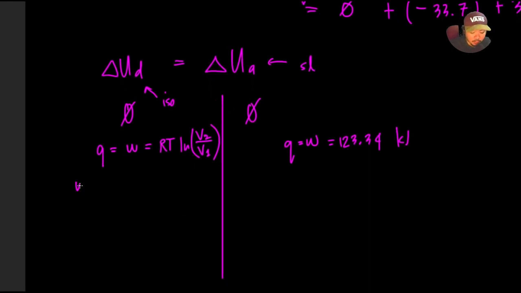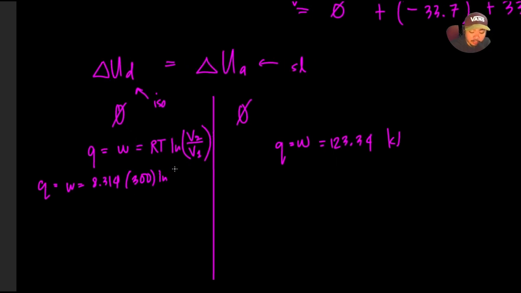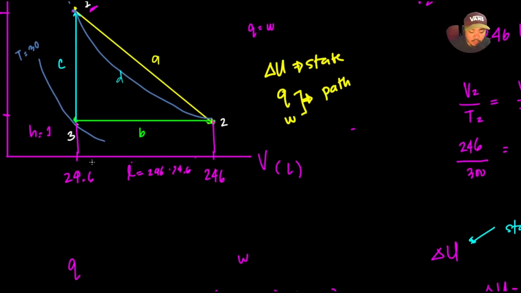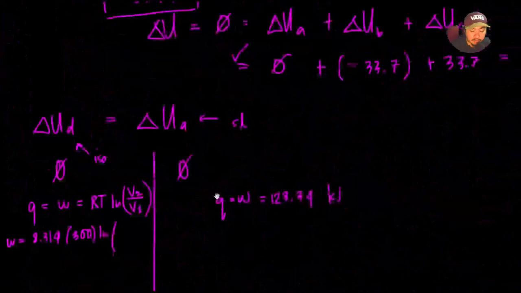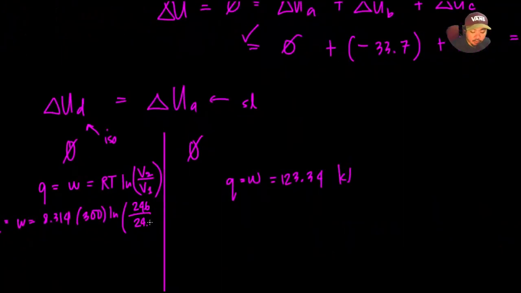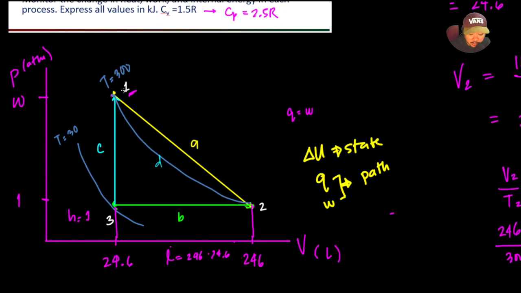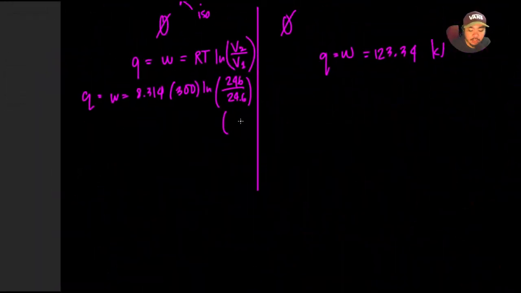Okay? So we can do work, which is also heat, is equal to R, which is 8.314, which gives us kilojoules na siya. Then we multiply it by the temperature, it's isothermal, and it is done at 300 degrees Kelvin. Tapos ln, we can do V2 over V1. V2 natin, if you look at this, it's 246. V1 is 24.6. Tama? So we can do 246 over 24.6. Pero pwede rin P2 over P1. So, if you do P1 over P2, I mean. So, P1 is 10. Tapos, P2 is 1. Tama? So, we could actually have 10 over 1.